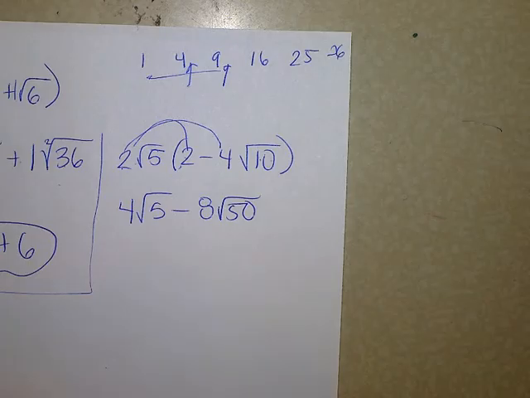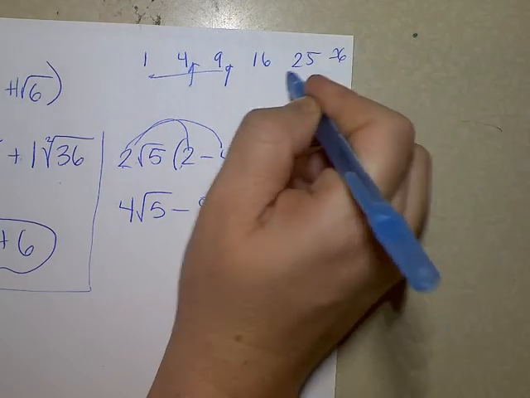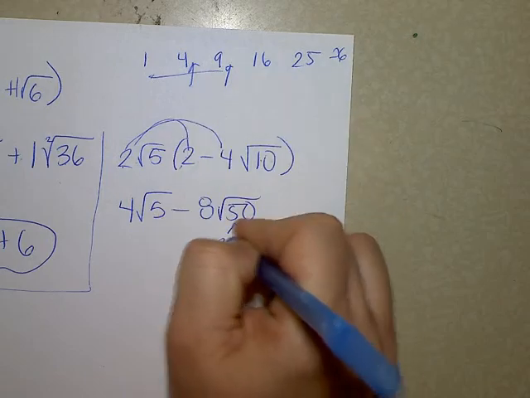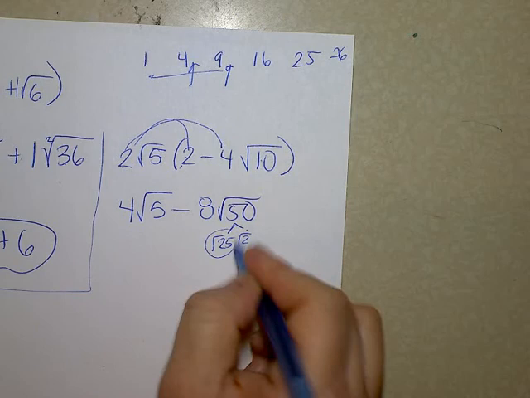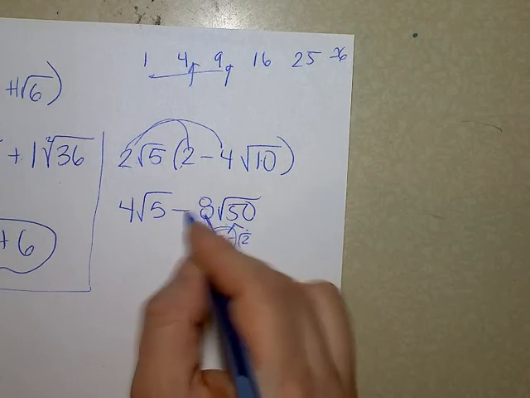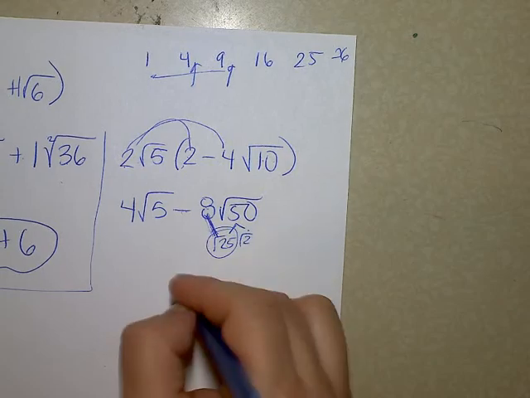Okay, here's 50 over here. Does anything to the left of it divide into it? 25 times 2. The square root of 25 is 5, and 5 times negative 8. 5 times negative 8 is negative 40.